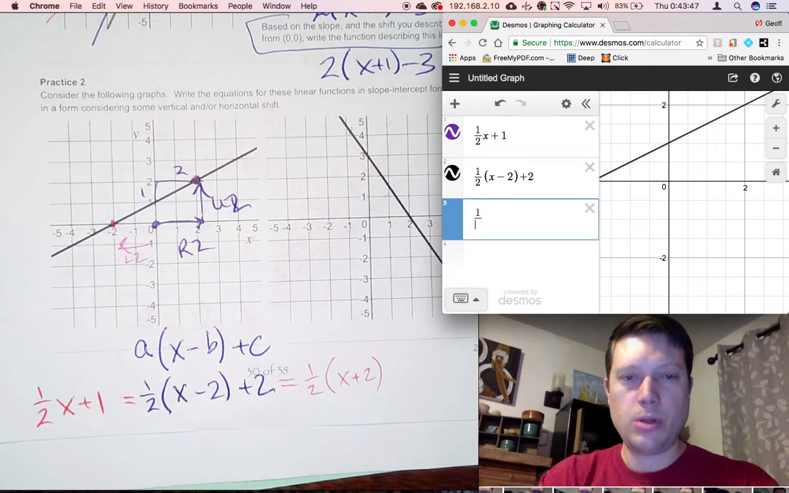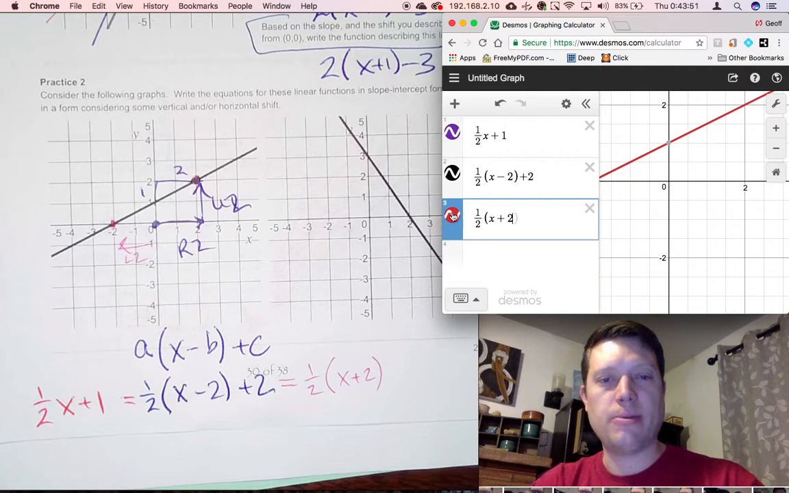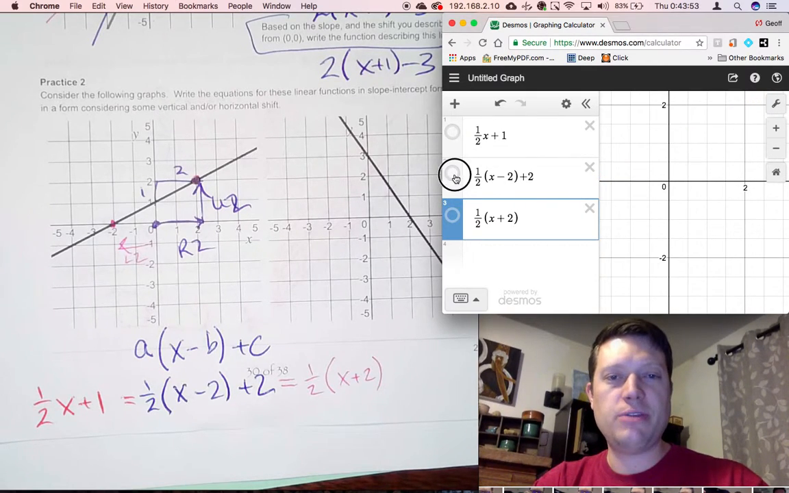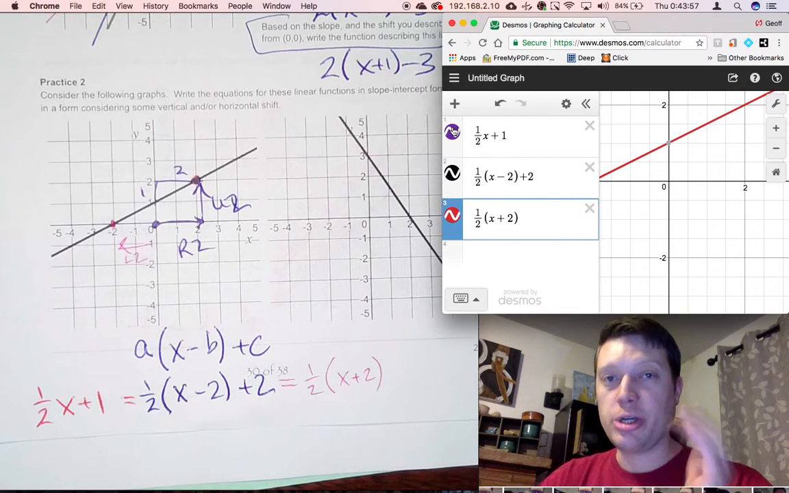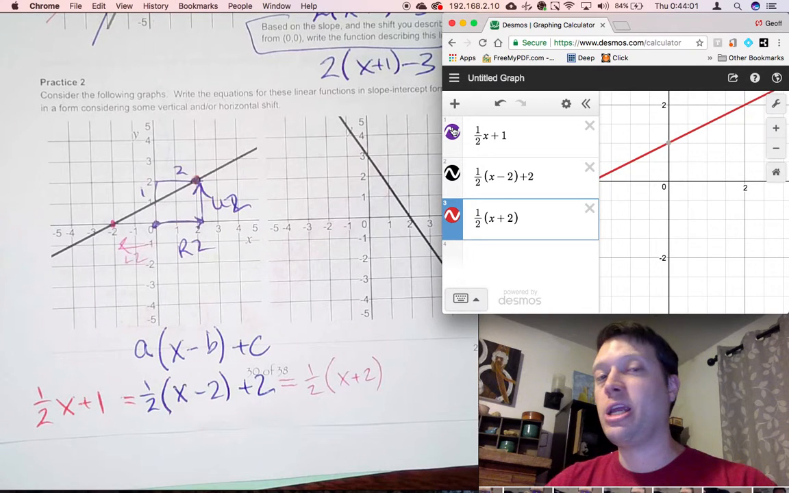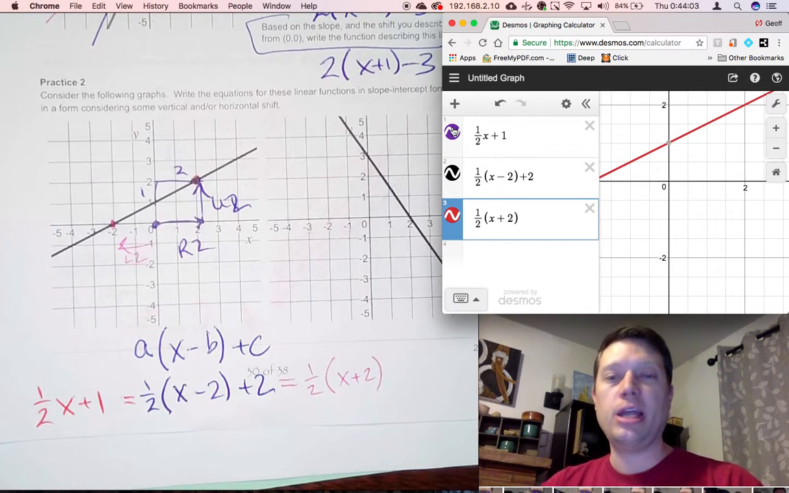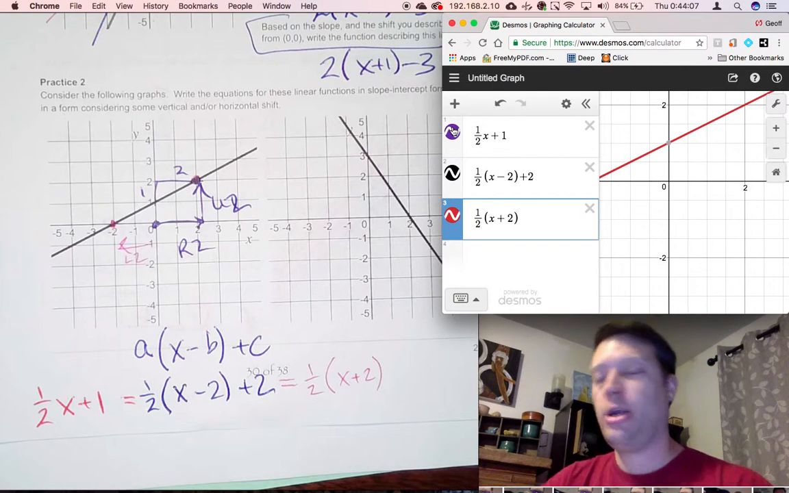Last one. 1/2 x plus 2. Boom. Right on top of it. So each of these are equations for the same line. And honestly, you're expected to know how to go from each of them to each other, or how each of them can be created, and that when they're created, they form the exact same line. That's what you need to know how to do.